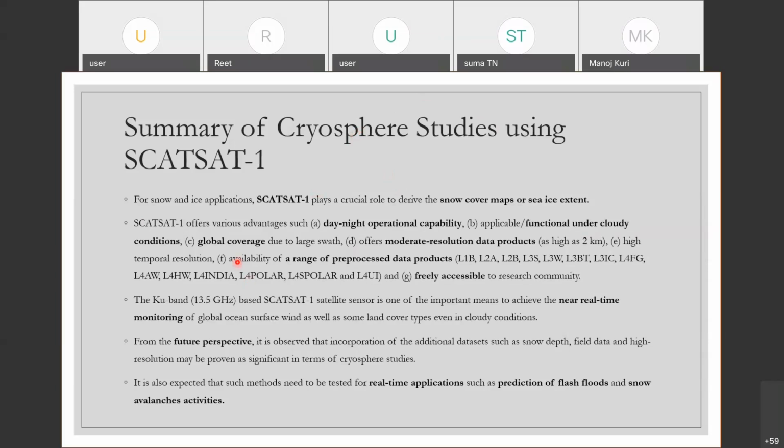Coming to the next point, the availability of a range of pre-processed data. Here, all the pre-processed data is listed, and the best thing is that it is freely accessible on a daily basis. Data for today will be updated on the servers the very next day, so you can download the data directly and use it for various applications.